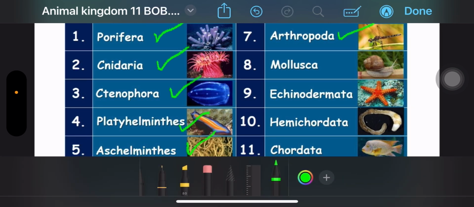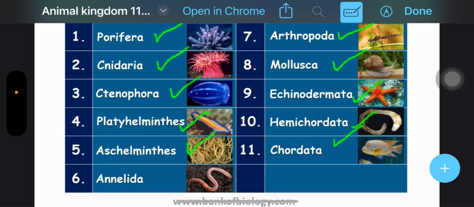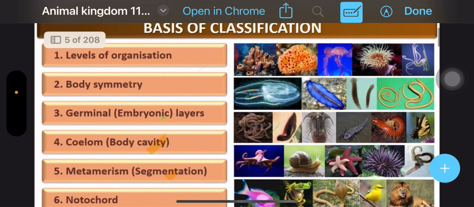Arthropoda, insects, the best example is cockroach. Mollusca, snail, apple snail, for example. Echinodermata, starfish is the best example. Hemichordata, in this you are learning Balanoglossus-like organisms. Chordata, from fishes to human beings, you are learning in Chordata, right? So these are all the different phyla present in Animalia, right?